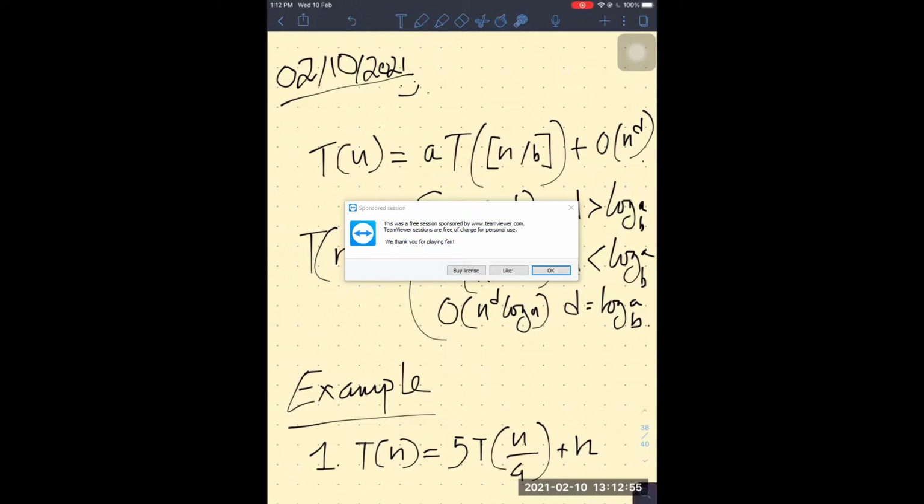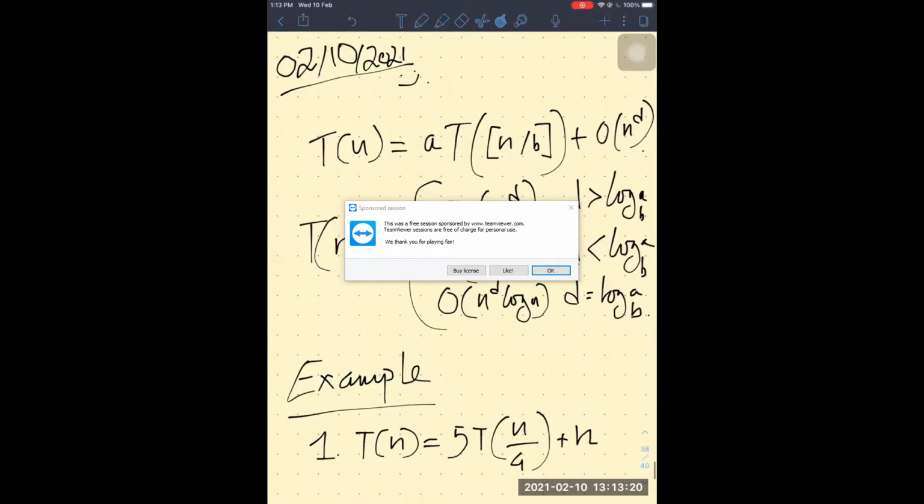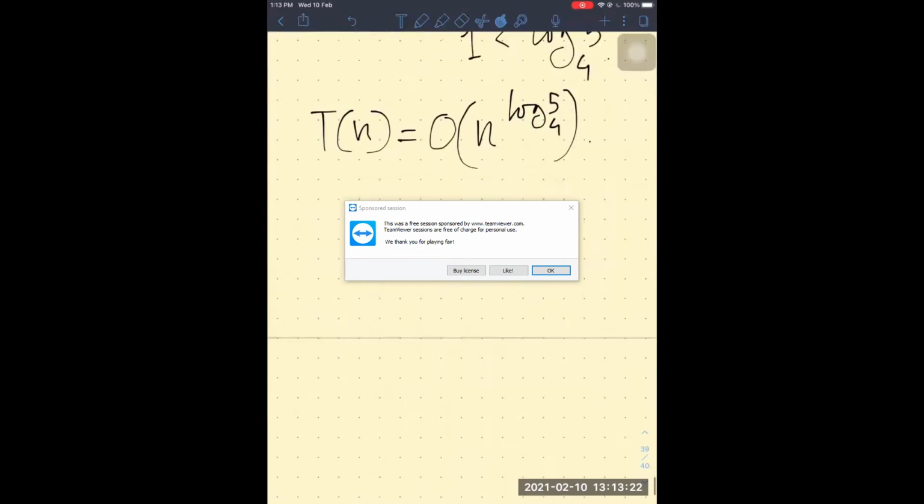And one other thing is that Master's theorem will only apply if the runtime is expressed in this way. If you can express the nth term as a times T of n by b plus big O of n to the power d, then only you can apply the Master's theorem. Otherwise, it will not be applicable. Okay, so let's discuss one other example.